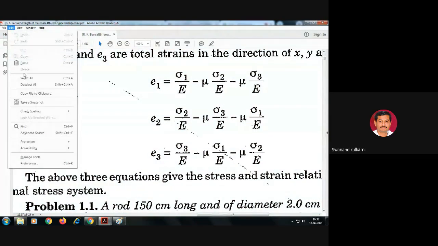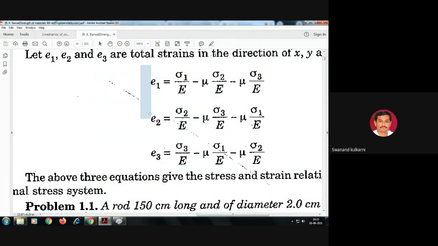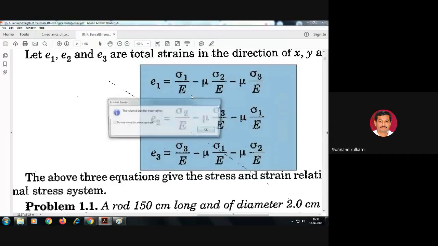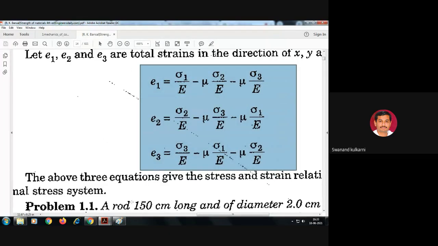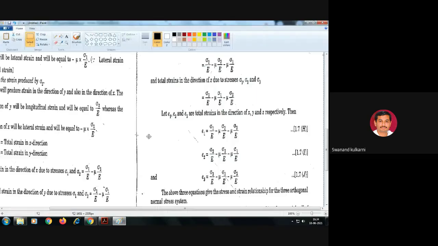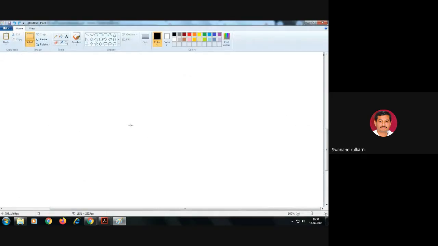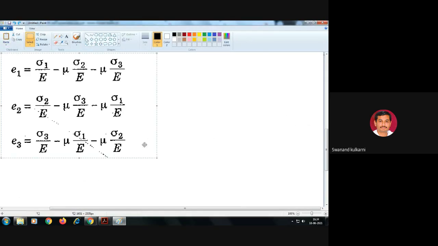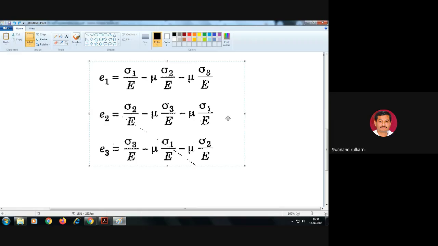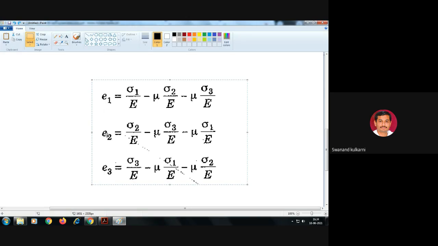So I am taking this particular snapshot only, epsilon 1 to this one. So let us discuss on that. See the equation sets, now I have taken separately here. With these equation sets, E1 is the strain along x direction, E2 is the strain along y direction, and E3 is the strain along z direction.